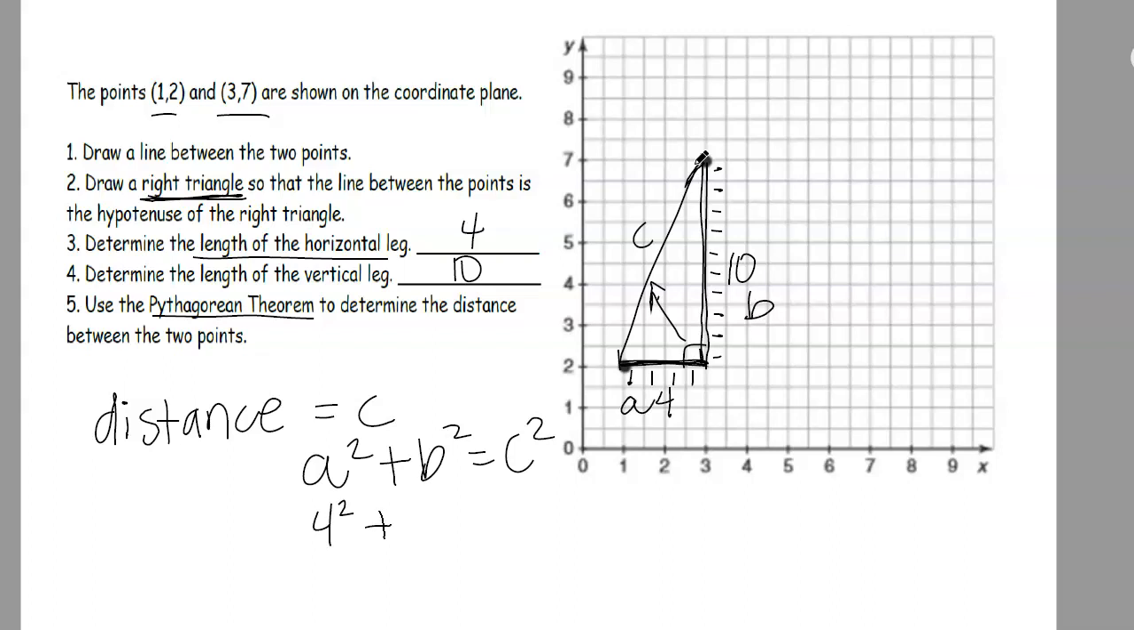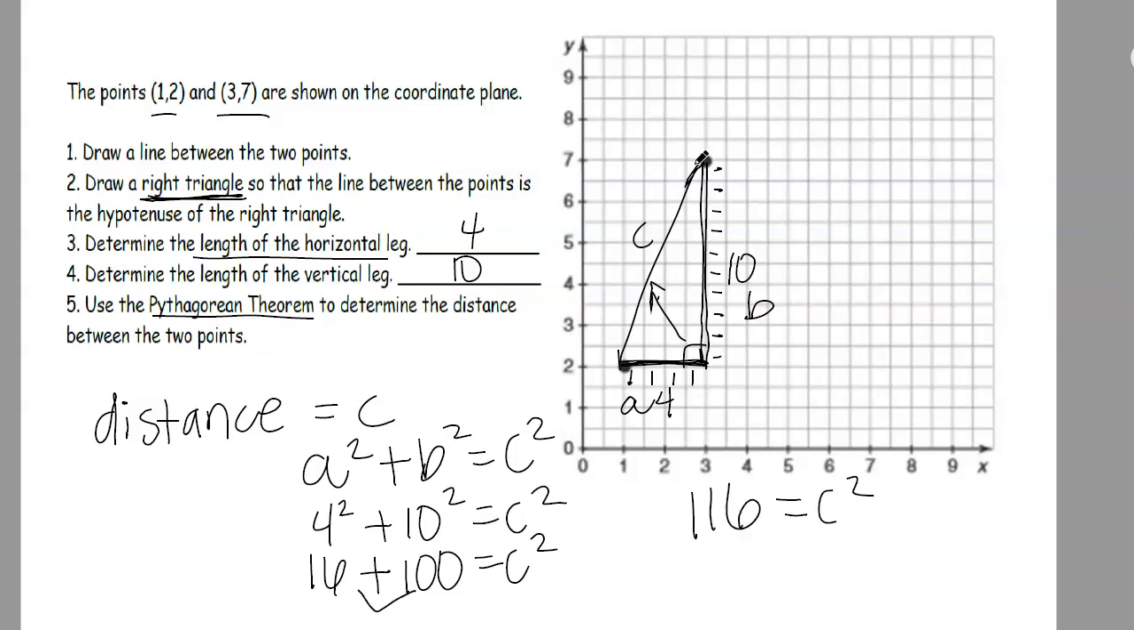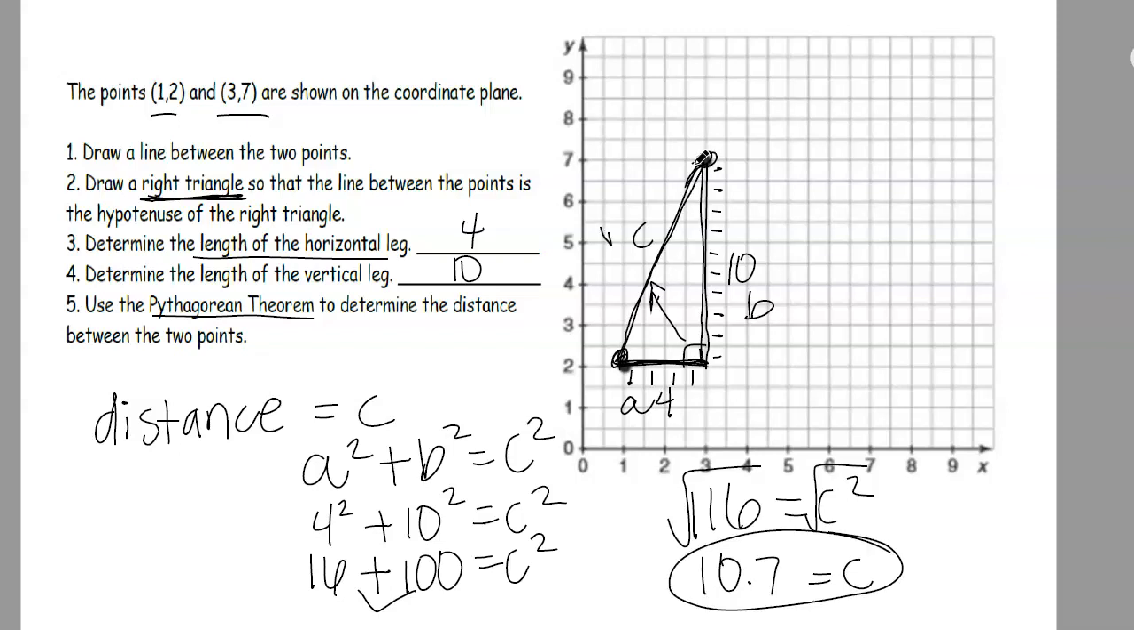So we have 4 squared plus 10 squared equals c squared. So 4 squared we have 16. 10 squared we have 100 equals c squared. So we're trying to find c, so we add. So 116 equals c squared. Last step, we square root. So the square root of 116 is 10.7. So in other words, the distance between these 2 points is 10.7.